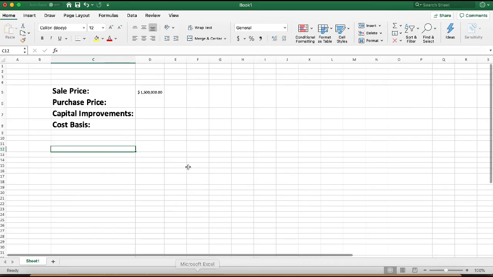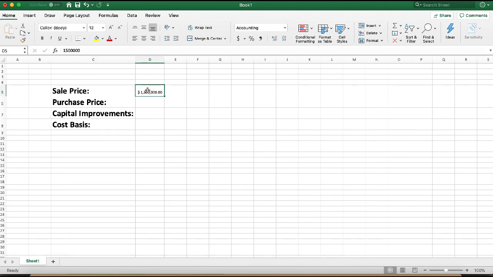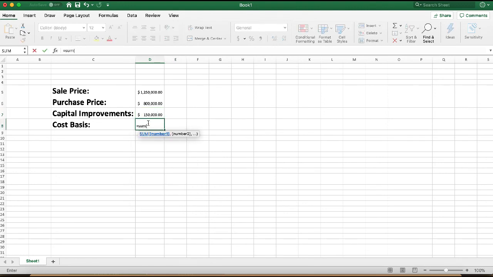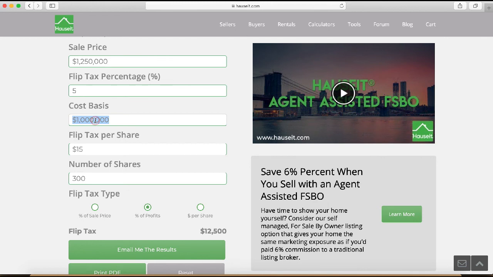So if we break down the math a little further here, let's say we have our $1.25 million sale price, and let's say you spent, in this case, $800,000 on the purchase, and you spent, let's say, $150,000 on renovations. So your cost basis is actually going to be the sum of any capital improvements you've made and the purchase price. So your cost basis here is $950,000. So if we go back to this example and we update the cost basis, you'll see that it automatically computes your flip tax based on a percentage of profits. So that's really how we use the calculator.